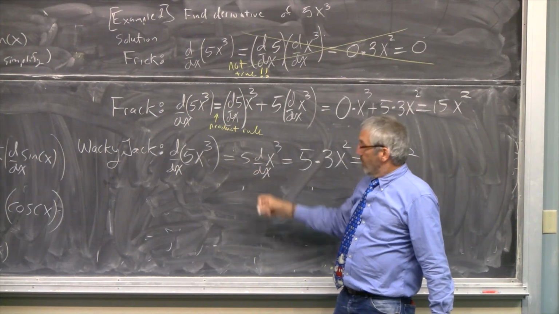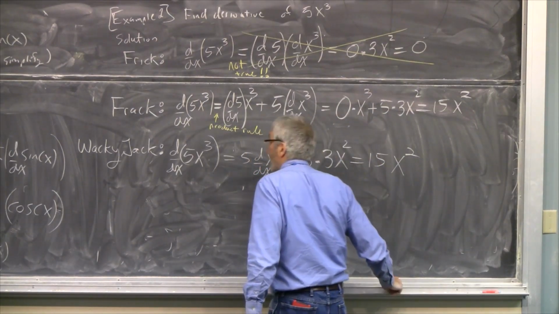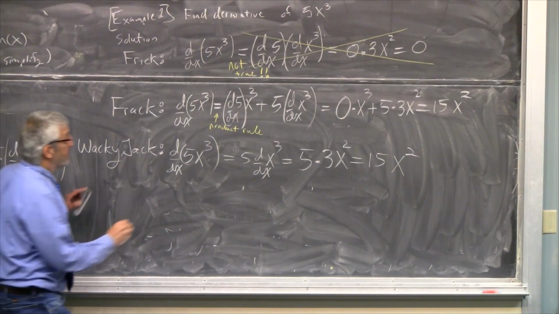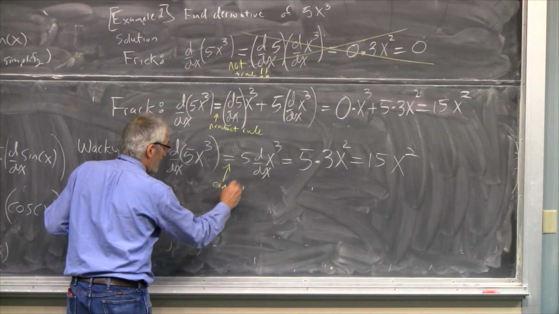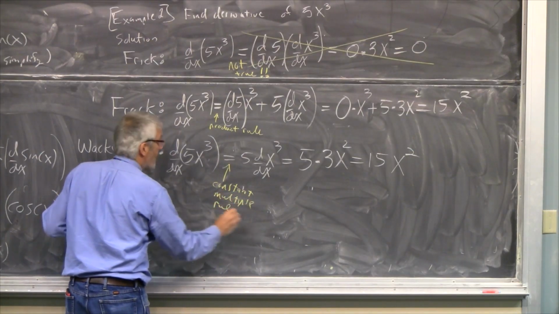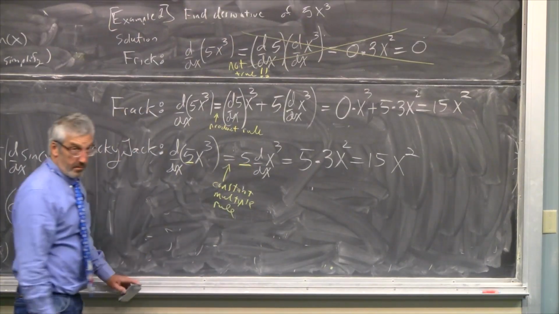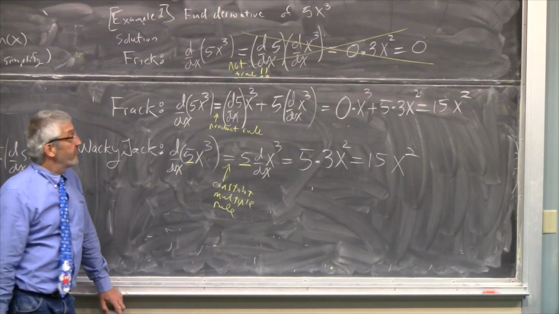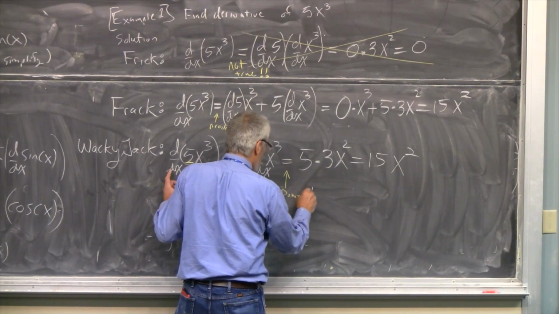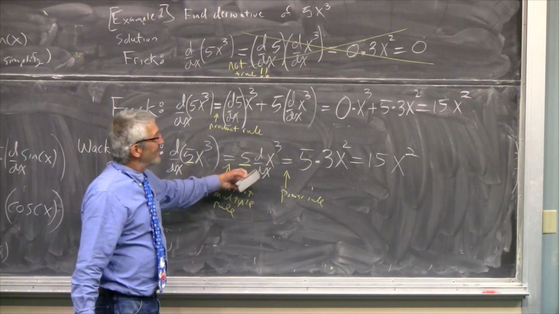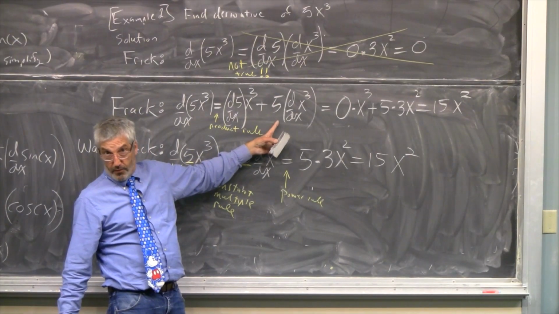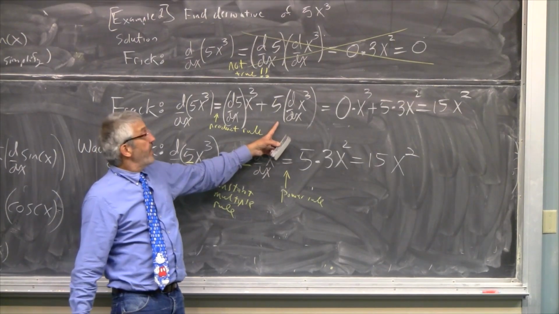How about Wacky Jack? What did Wacky Jack use? The power rule. First use the constant multiple rule, because the 5 is actually a constant multiple. You can think of it as a constant function if you want. You can use the product rule. And then here, Wacky Jack used the power rule. So notice the work that Wacky Jack did is this work. Frack did that work over on the right side of their solution. But Frack also did this.